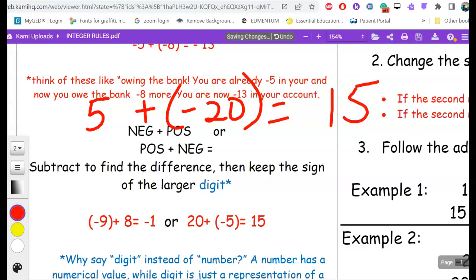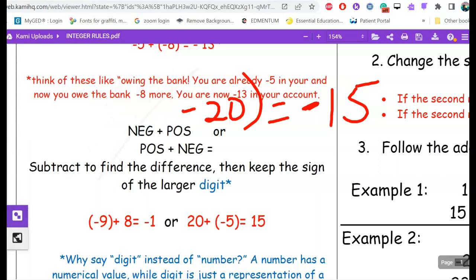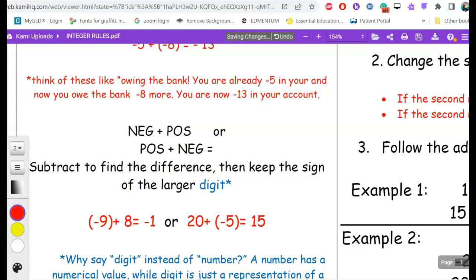Keep the sign of the larger digit. I can see my larger digit in this case is negative, because this time, the way I wrote it, the 20 is a larger digit than the 5. So my answer, negative 15. Trying one more example problem for the addition.